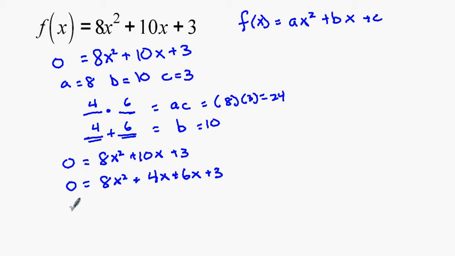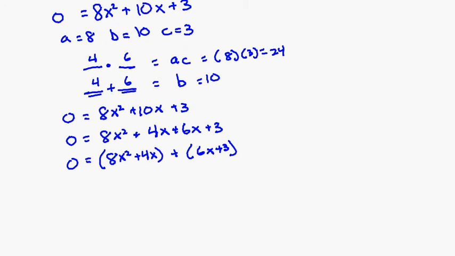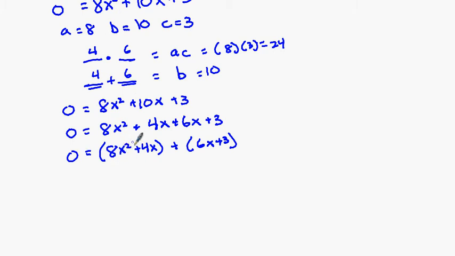So we're going to group the first two terms together, and we're going to group the second two terms together. And now we're going to factor. We are going to find the greatest common factor between 8x squared and 4x, which is 4x. Factoring this 4x out of these two terms, we get 2x plus 1 inside our parentheses. Doing the same thing here, my greatest common factor between 6x and 3 is 3. And factoring that out of this expression, we get 2x plus 1.